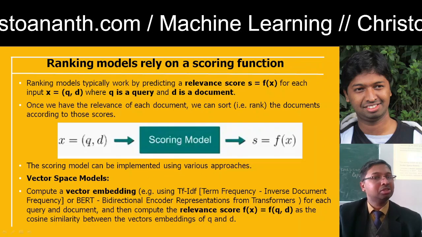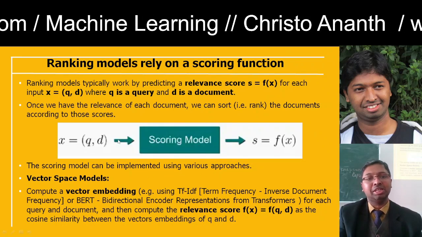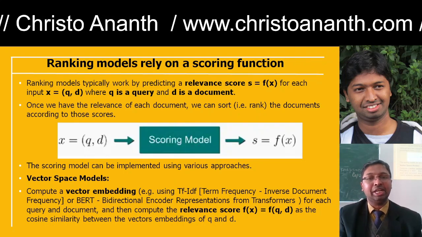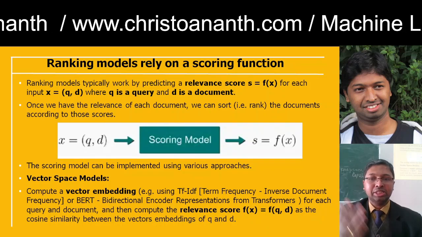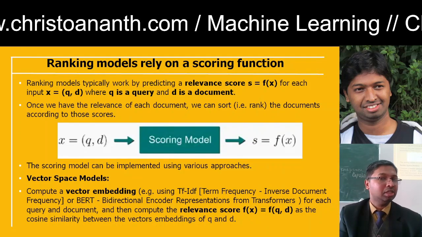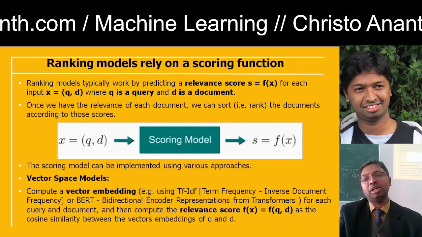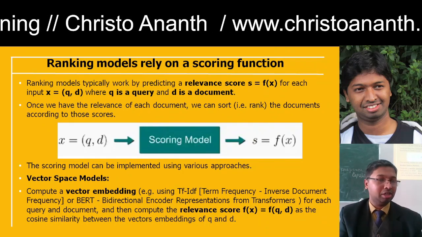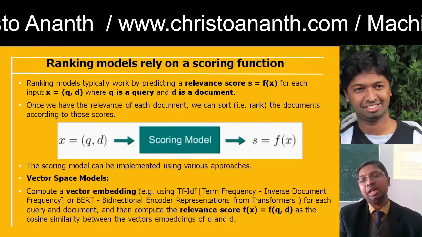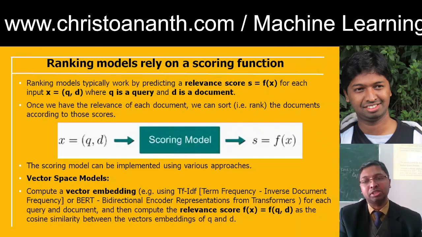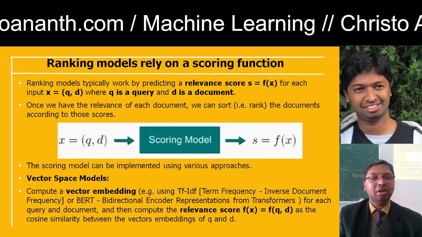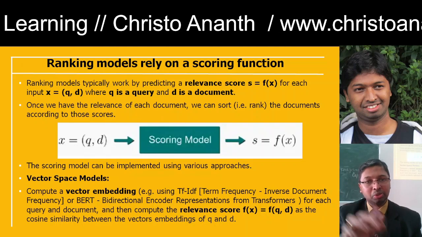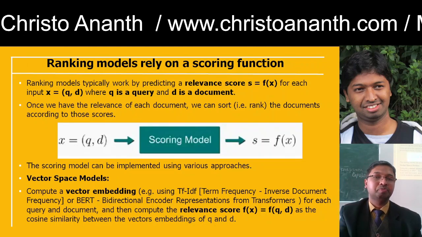Here the scoring model can be implemented using several approaches. Maybe you can use vector space models, a vector embedding approach where you can use term frequency-inverse document frequency, or Bidirectional Encoder Representations from Transformers, which you will use for the query and the document, and from this you compute the relevance score. So f of x is equal to f of q comma d, as we have the cosine similarity between the vector embedding of the query and the document.